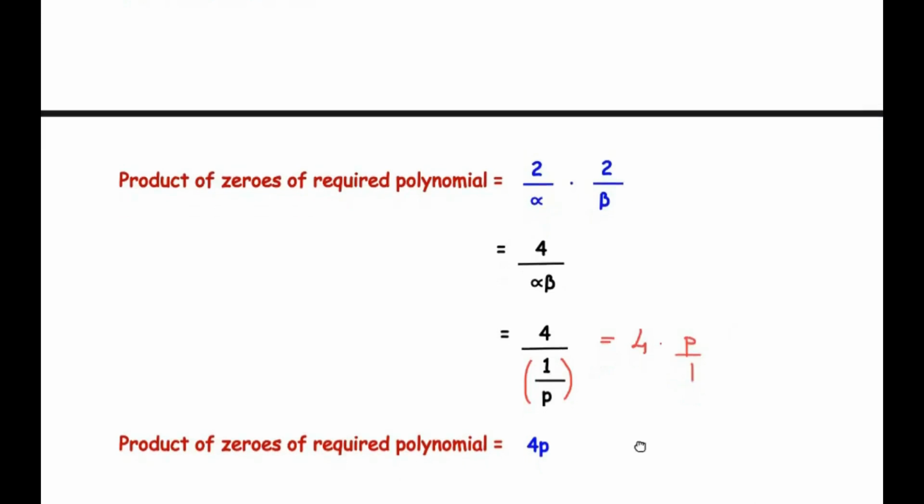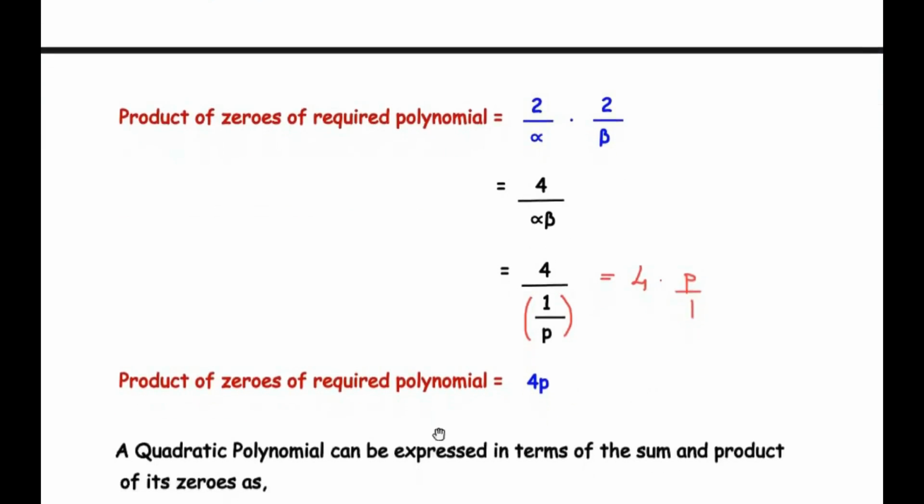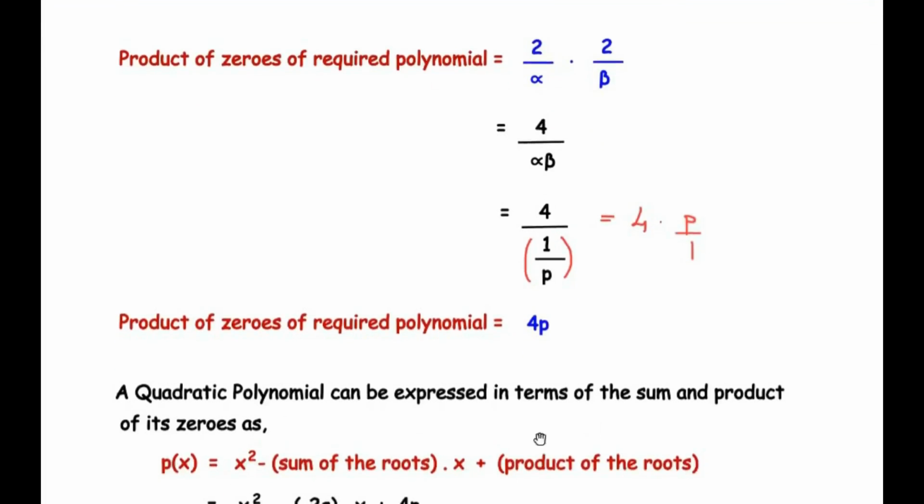Now we are going to make use of the general form of a quadratic polynomial, which can be expressed in terms of the sum and product of its zeros. So here p of x represents a quadratic polynomial which can be written as x square minus the sum of the roots, or sum of the zeros, times x plus the product of the roots, or product of the zeros.